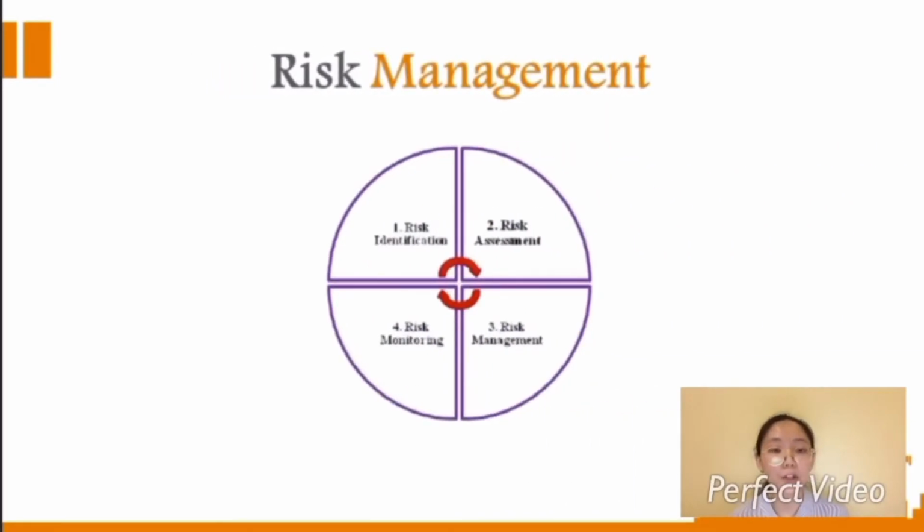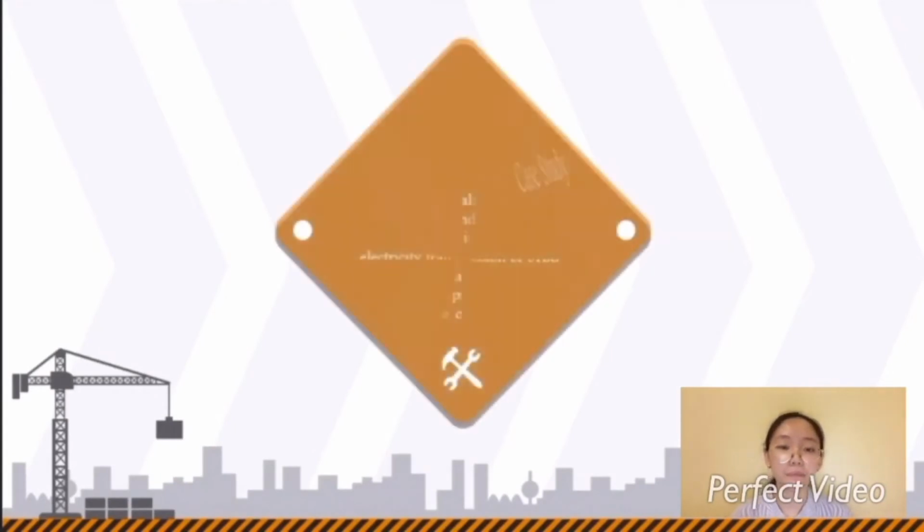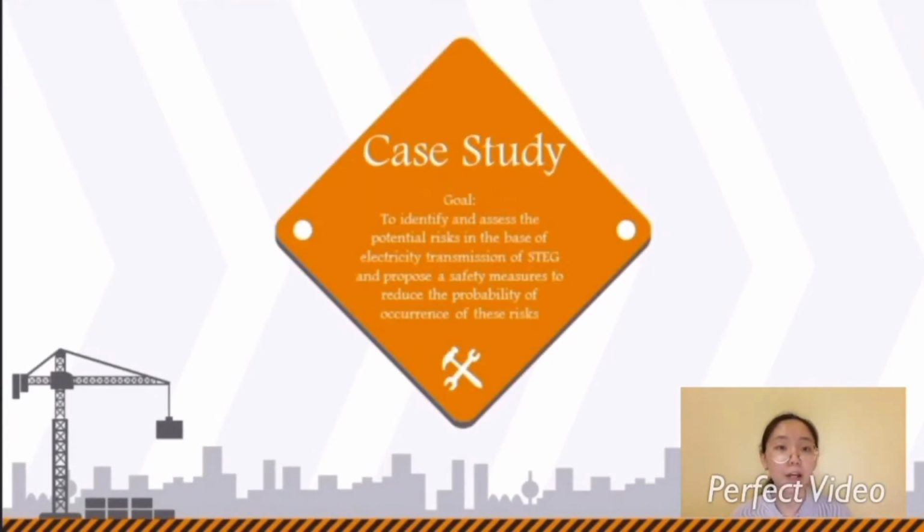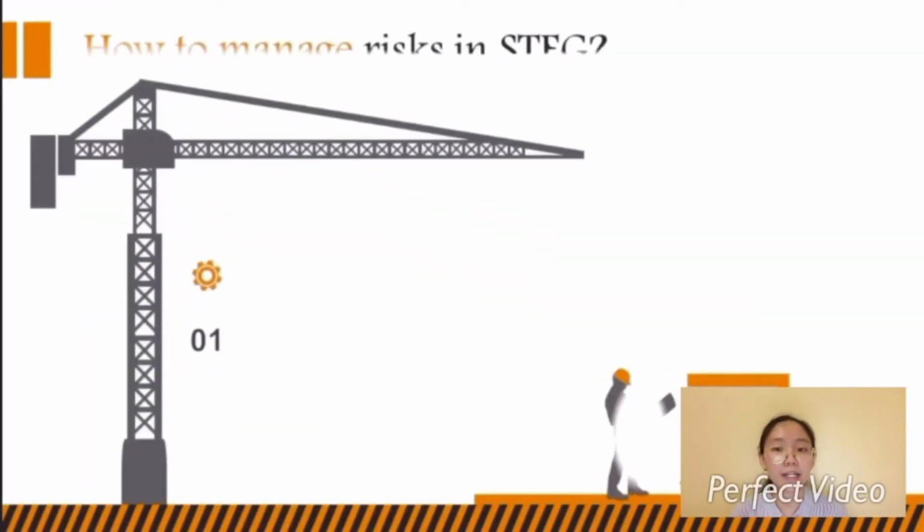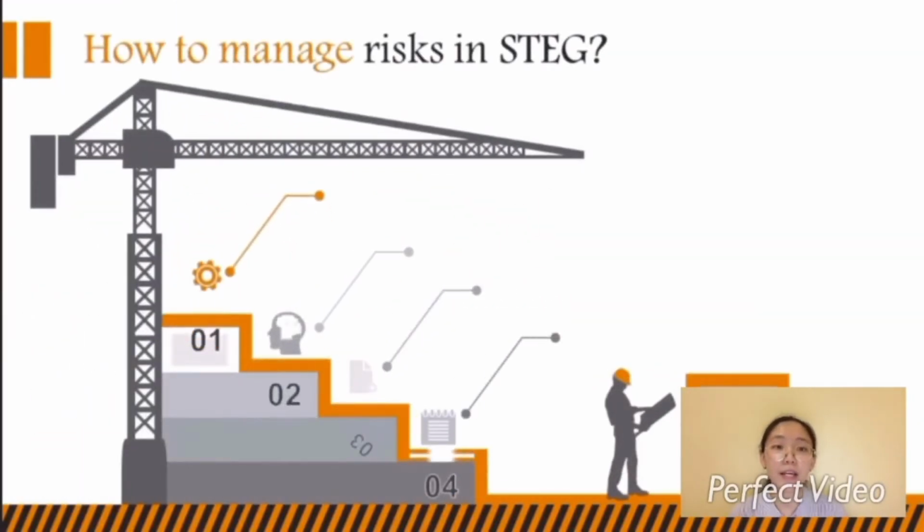And the risk management execution itself could be illustrated in this cycle. As I have mentioned before, the goal of this case study is to identify and assess the potential risk in the base of electricity transmission of STEG, or Tunisian Company of Electricity and Gas, and propose safety measures to reduce the occurrence probability of the risks that may happen in the work field. And now the question is how to manage the risk in STEG.